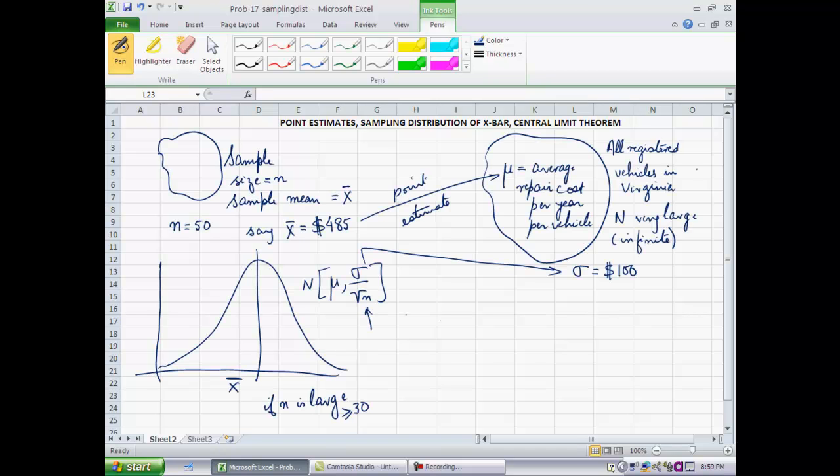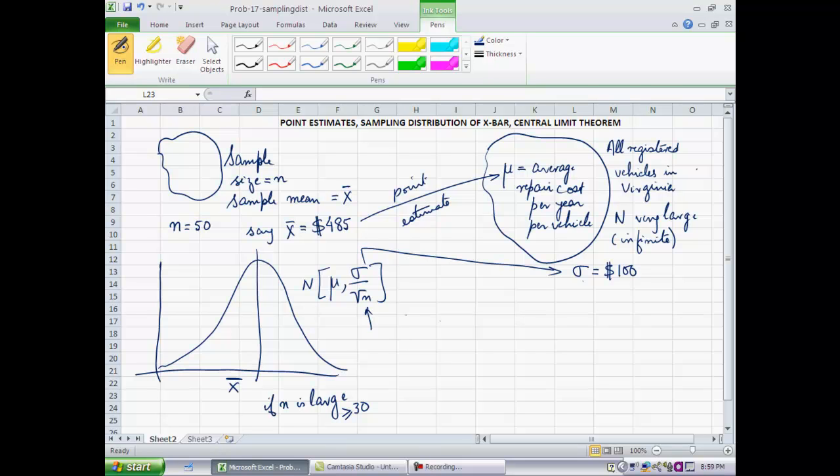Intuitively, this is telling us that if the population is itself very spread out, in other words, repair costs of all these thousands and thousands of vehicles are very spread out, then the sample mean will also wiggle around a lot more. Hence, the population standard deviation sigma is in the numerator. The higher the population standard deviation, everything else remaining constant, the more the sample mean will stray from the middle. However, I can control for some of that by choosing my sample size.